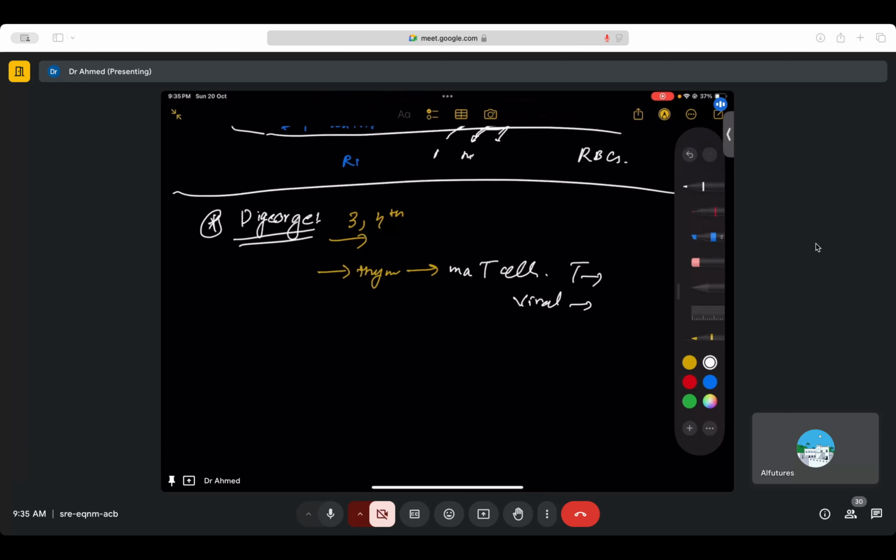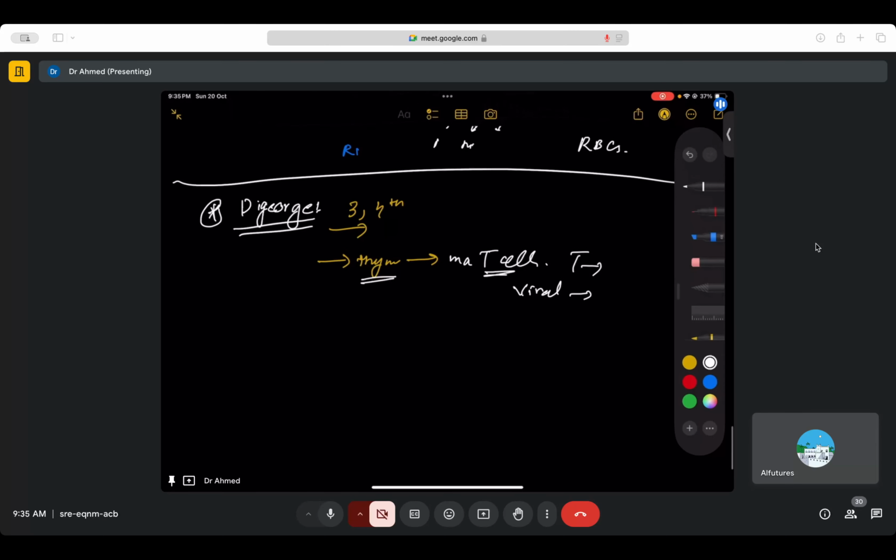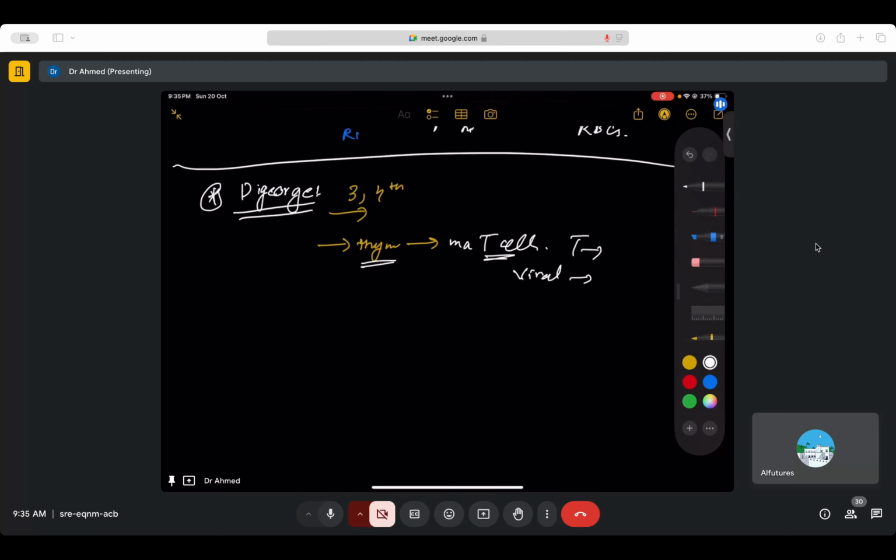So basically, whenever you have failure of the third and fourth pharyngeal pouches to form, what happens? You won't be forming your thymus as well, and as a result of that, the positive and negative selection of T cells cannot happen. So mature T cells would be deficient. It is a very favorable environment for viruses and fungi to invade our body and simply attack it.